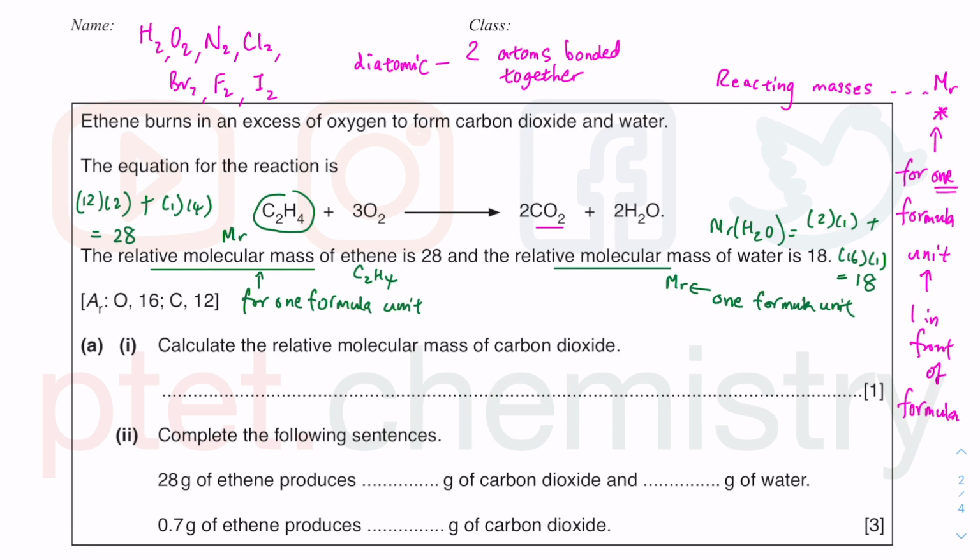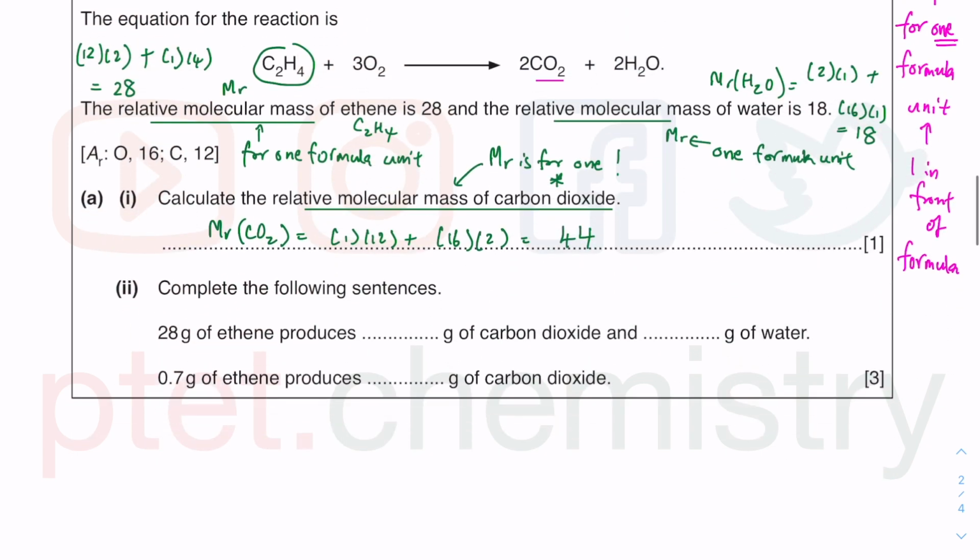They actually want us to do the relative molecular mass of carbon dioxide. Do not forget, just like for water, MR is for 1 formula unit. So the MR of CO2, meaning there is 1 carbon and there are 2 oxygens. So 1 times 12 plus 16 times 2. You put that onto your calculator and you get 44. This is for 1 CO2 unit. However, we are talking about this topic. This is called reacting masses.